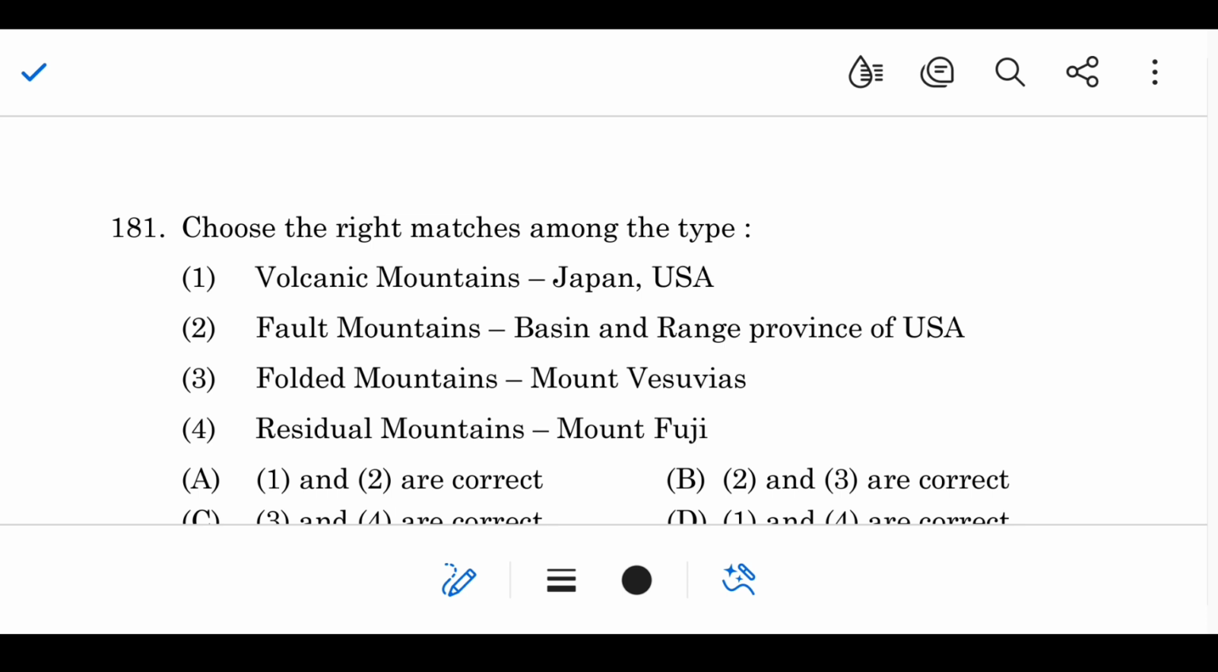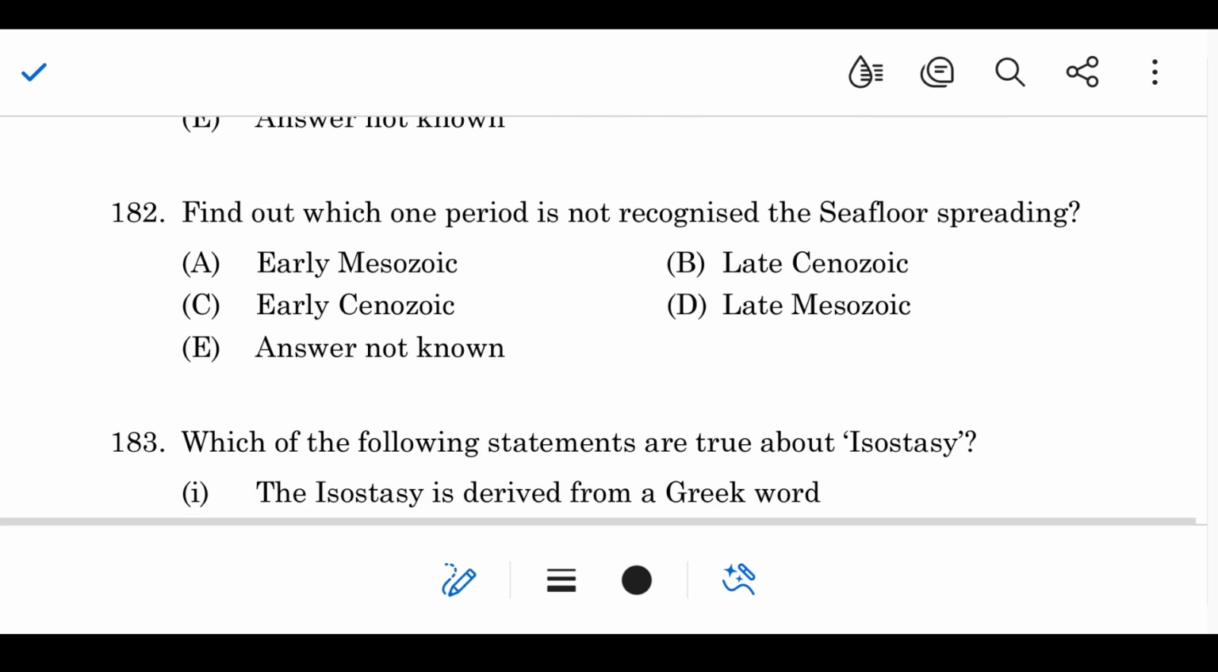108 question. Choose the right matches among the types. Volcanic mountain, Japan, USA; fault mountain, Basin and Range provinces of USA; folded mountain, Mount Vesuvius; residual mountain, Mount Fuji. We have to choose the right matches. Only 1 and 2 are the correct answer. Find out which period is not recognized for sea floor spreading: early Mesozoic.